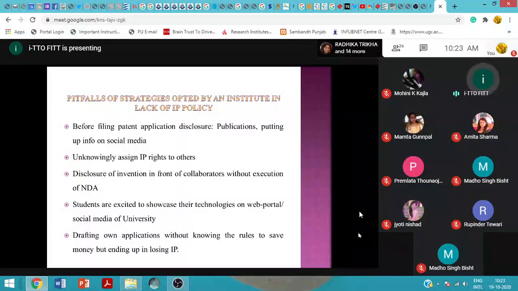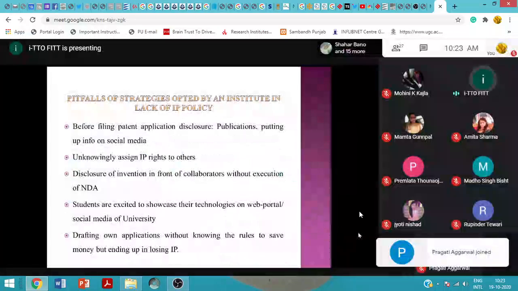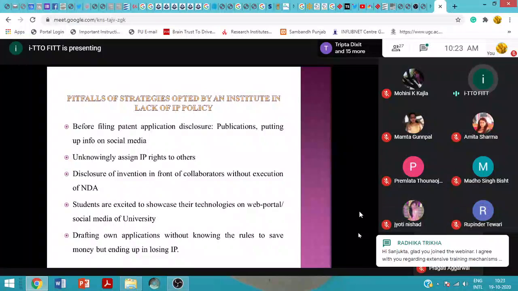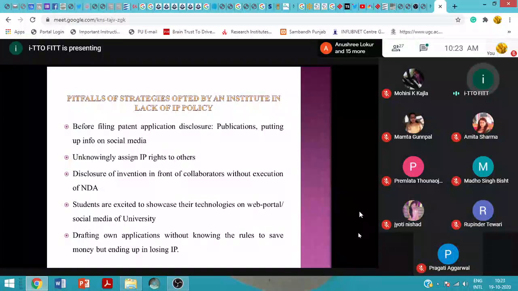But if there is no direction to the researcher, they can discuss their technology openly, and it can lead to loss of their IP as well, because any person with whom you are discussing without signing an NDA can take your idea. Before your efforts, that person or industry can manufacture products inspired by you, based upon your invention, and you will have no right on those products, and that industry or the collaborators can earn revenue from your invention.